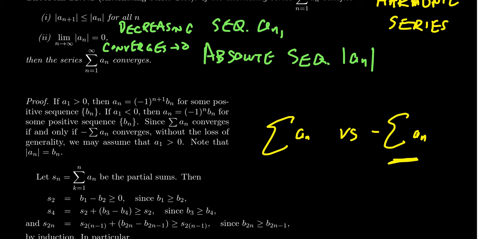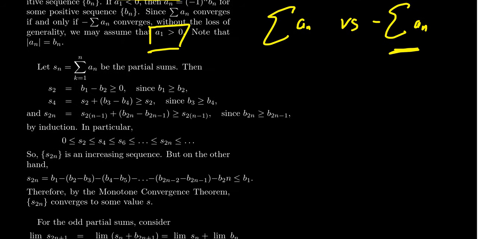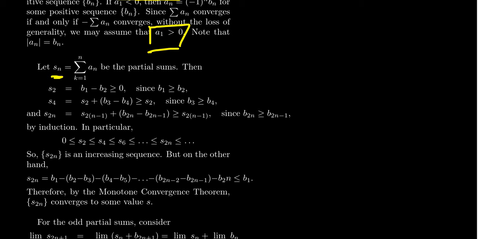So we are safe to assume that the first term is positive, and therefore our sequence has the form a sub n equals negative 1 to the n plus 1 times bn, where b is this positive sequence. We're going to use that assumption for the rest of this proof. If the series is convergent, it's the limit of the partial sums, so the partial sums come into consideration here. Let S sub n equal the partial sum, k equals 1 to n of a sub k. Typo, sorry about that.